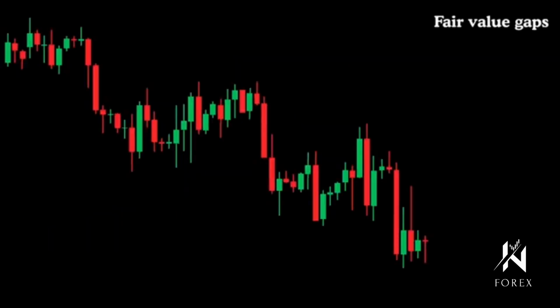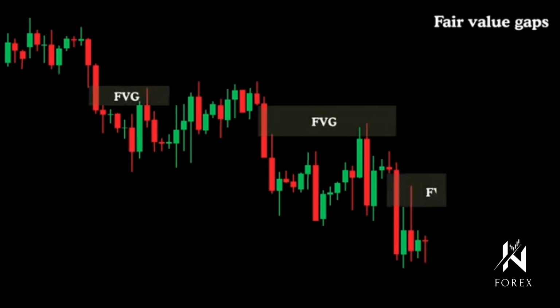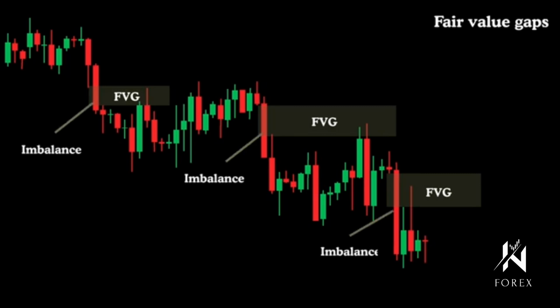Fair value gaps. When price taps into these key levels, fair value gaps become highly relevant. If you trade using smart money concepts, spotting fair value gaps should be one of your top priorities the moment you open a chart. Your eyes should go straight to them. But why are they so important?